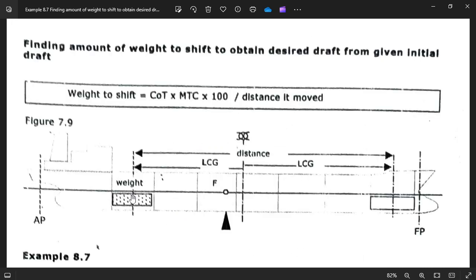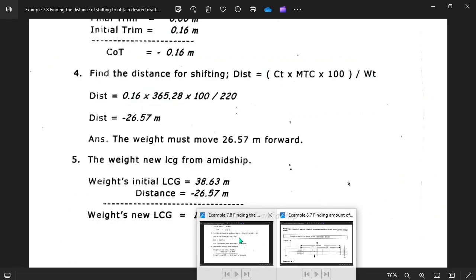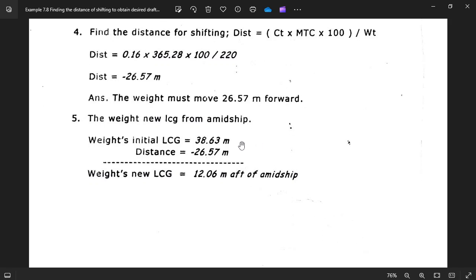Again, this will be your LCG of 38.63, and you move the weight forward about 26.57, which is about this point. So the remaining distance from this point to amidship will be 12.06. If you put the weight here, then the vessel will be even keel. Okay? That's what it means. So that will be the answer, guys.